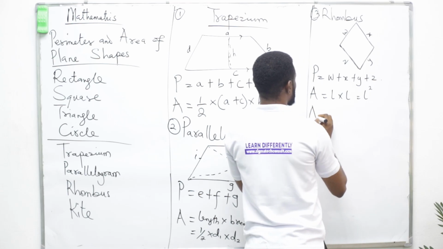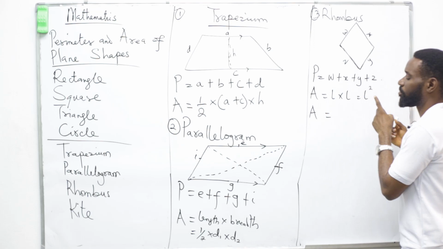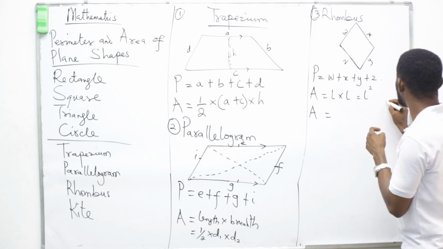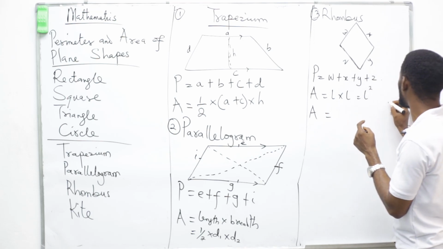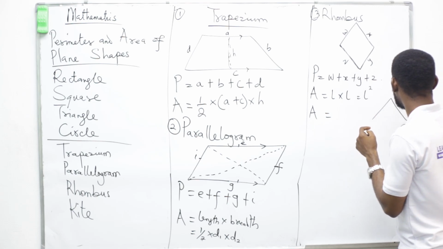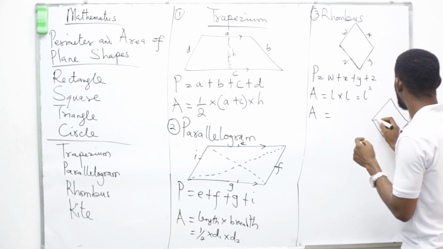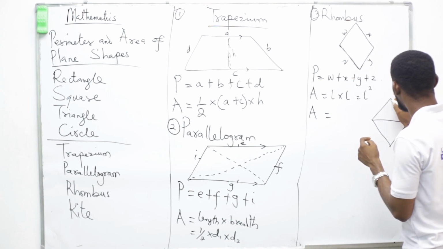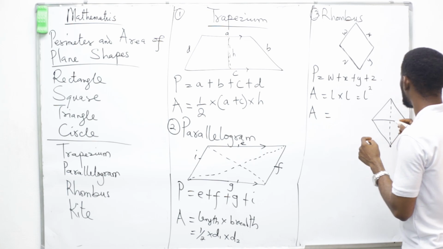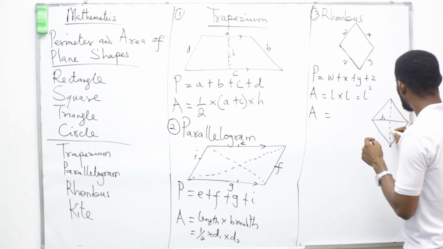Or sometimes area can be, they can give you this rhombus and give you only the diagonal. You know the diagonal, right? So we can give you a rhombus like this, and give you this diagonal, and give you this diagonal. So let's say this is diagonal 1, D1, and this is diagonal 2, D2.